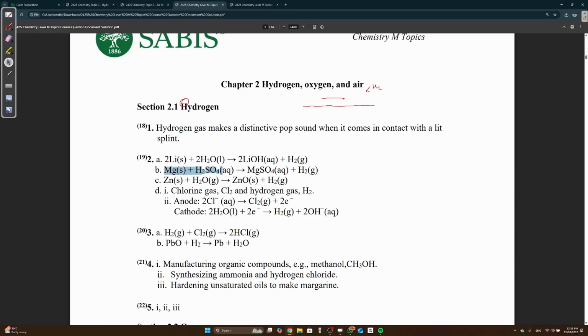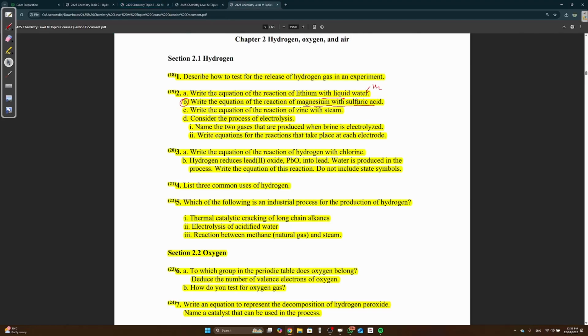So metal plus acid gets you the salt plus hydrogen gas, right? So magnesium with sulfuric acid, this is the method of preparing hydrogen. This is the one you must know, okay? So magnesium plus sulfuric acid, metal plus acid to produce the salt, MgSO4, plus hydrogen gas. Very simple, okay? You need to know this.